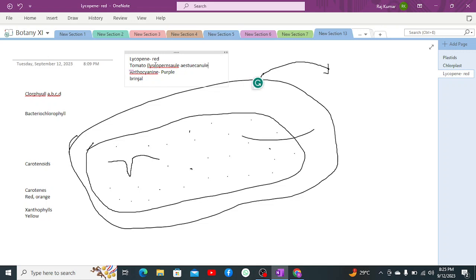So the tomato has the scientific name Lycopersicon esculentum. I'm not sure about the spelling, but it is the scientific name of tomato. It is red because of the presence of lycopene, and that is why its name is given as Lycopersicon esculentum.